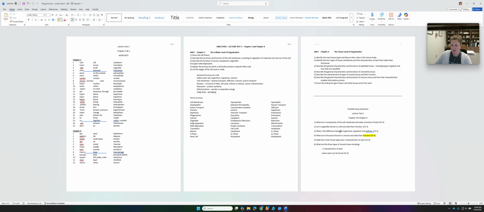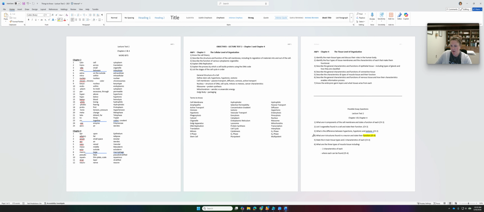So number 3, the difference between hyper, hypo, and isotonic. You also need to understand what's going to happen to a cell in each of those solutions. Like in isotonic conditions, that means equal solute, and so the cell would remain the same because water is just going to pass back and forth freely in equal amounts. When you learn these terms, you can use those prefixes to help you: hyper means more, hypo means low, iso means equal. But you also need to understand what's going to happen with the cell when you put it in one of these solutions.